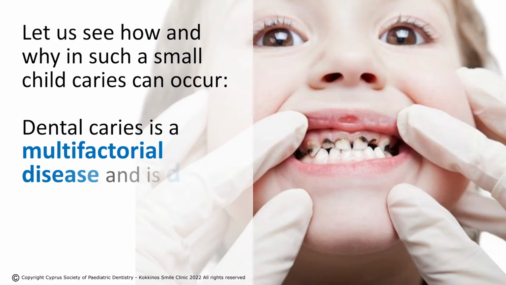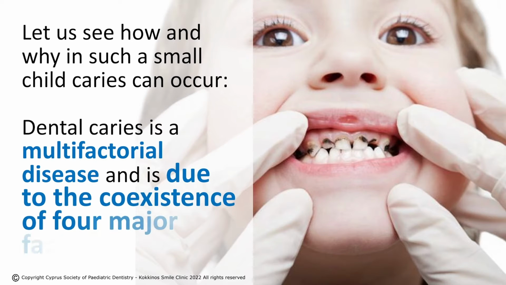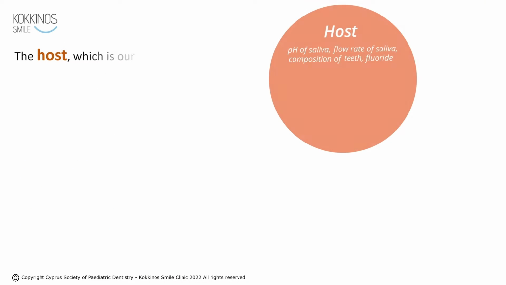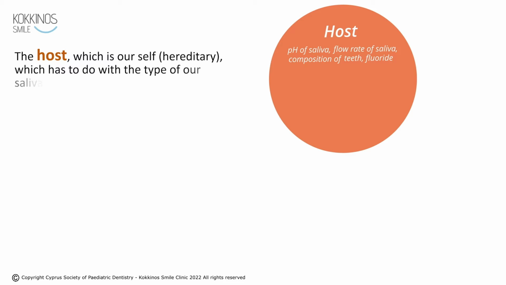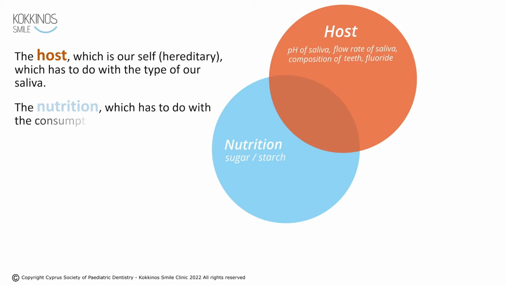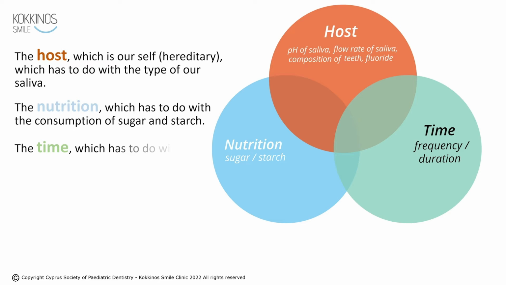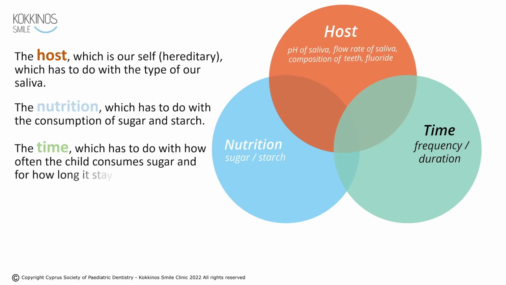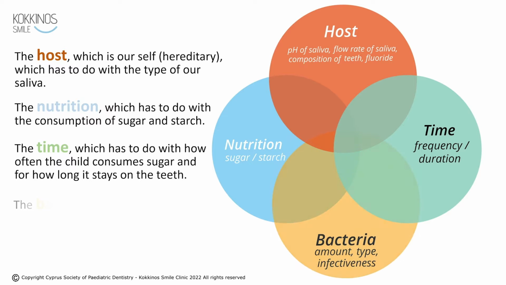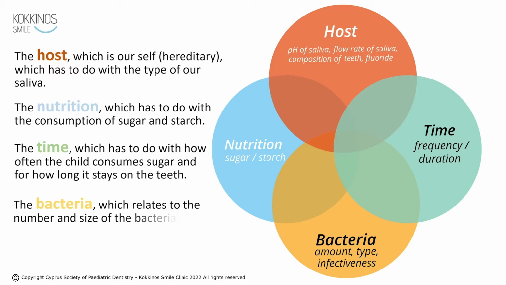Dental caries is a multifactorial disease and is due to the coexistence of 4 major factors. The host, which is ourself, hereditary, which has to do with the type of our saliva. The nutrition, which has to do with the consumption of sugar and starch. The time, which has to do with how often the child consumes sugar and for how long it stays on the teeth. The bacteria, which relates to the number and size of the bacterial load in the saliva.